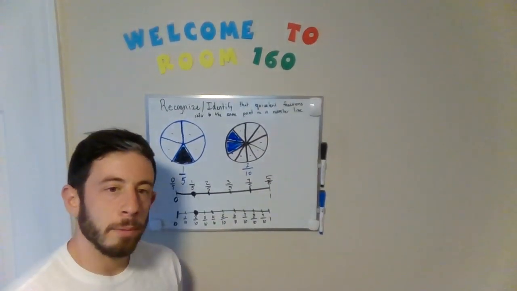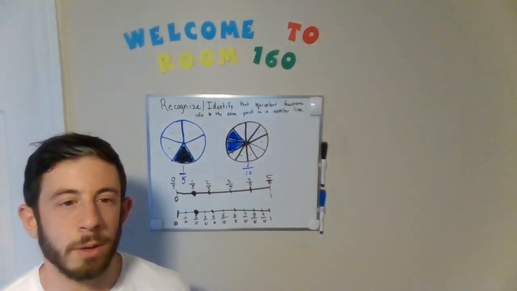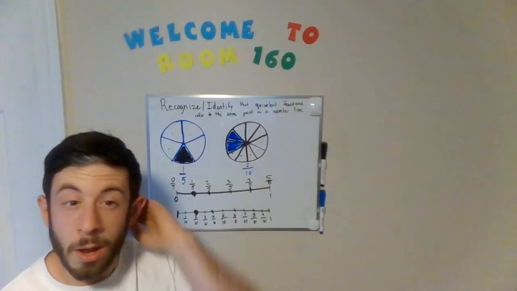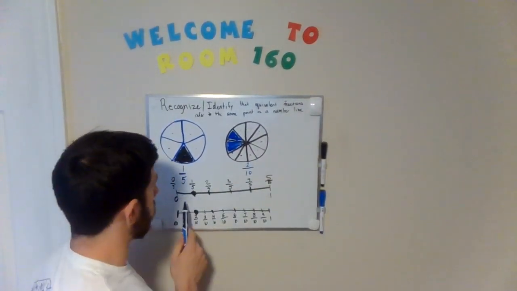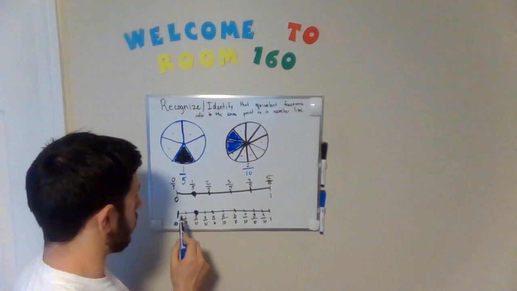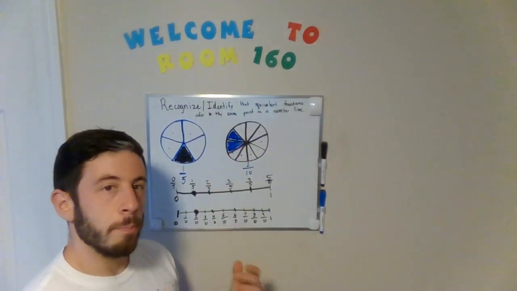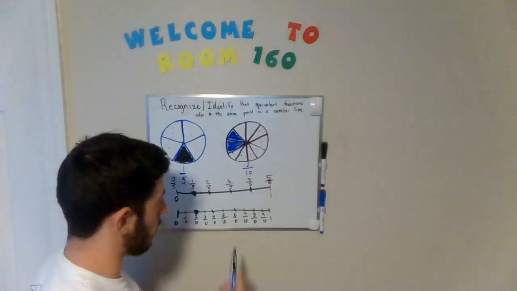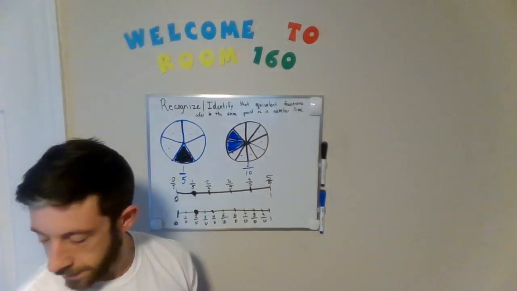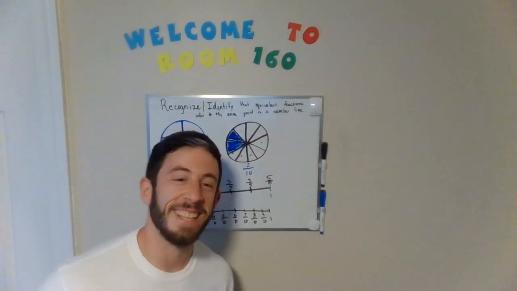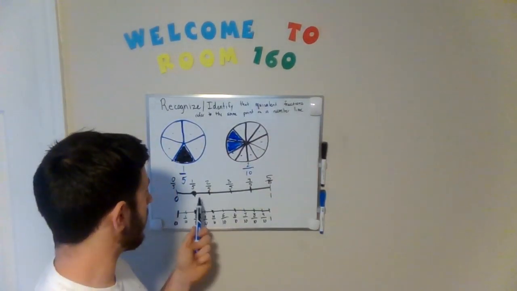Now, if you remember, the other day we were comparing whether or not fractions were bigger or smaller by looking at their distance away from zero. So the further away a fraction is from zero, the bigger that fraction is, right? So we can look at 6/10 and 1/5.